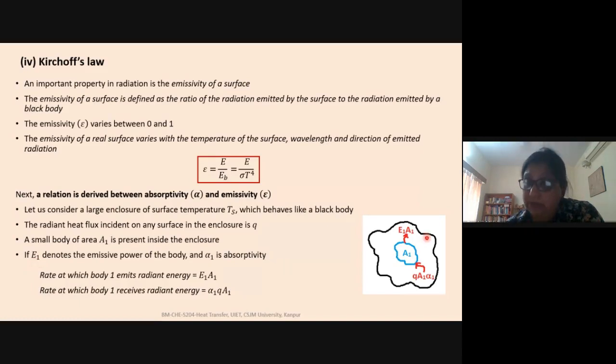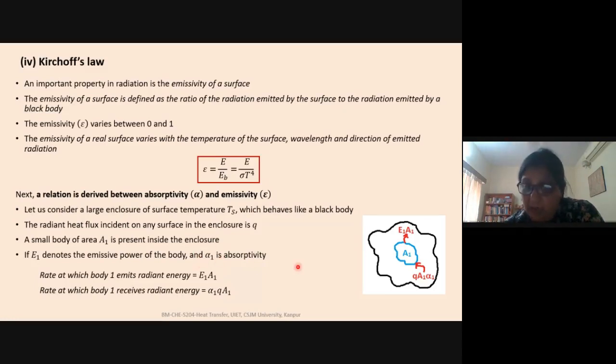And the size of this body, or the area of this body, is capital A1. And absorptivity is equal to alpha 1. If you remember, I had told you that absorptivity is denoted by the letter alpha. And because it is of body 1, I'm calling it alpha 1.